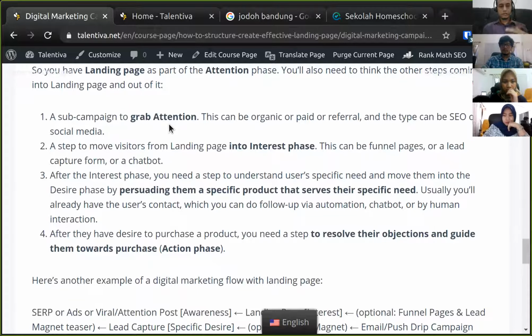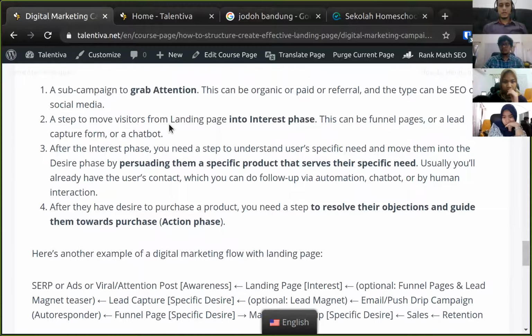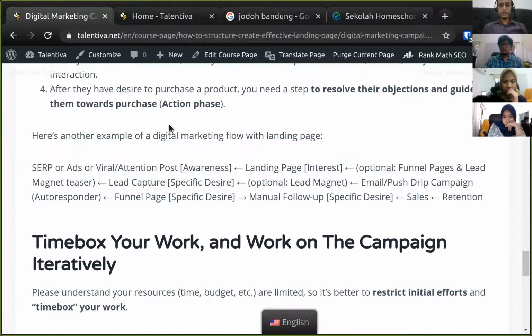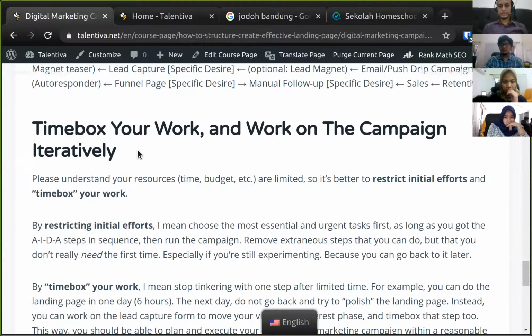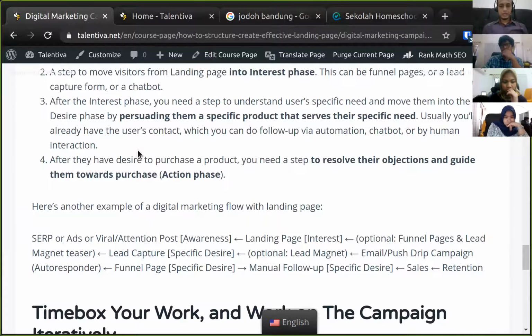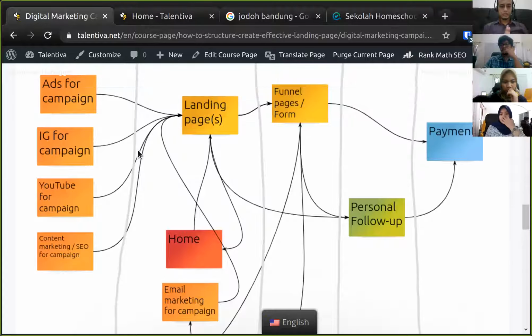And then after we get the attention, that user comes to our landing page, right? So a landing page is a specific page for this campaign. You bring them to interest, you bring them to desire, and then you persuade them to buy. Okay, this is another example. Any question about this one?